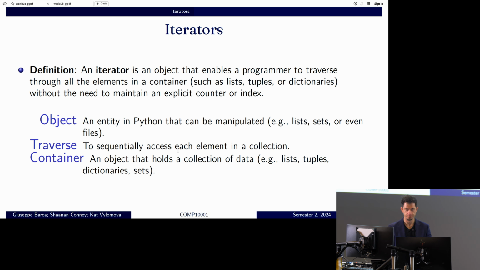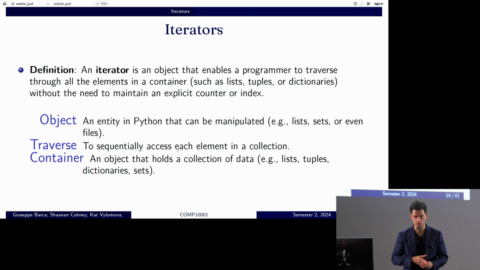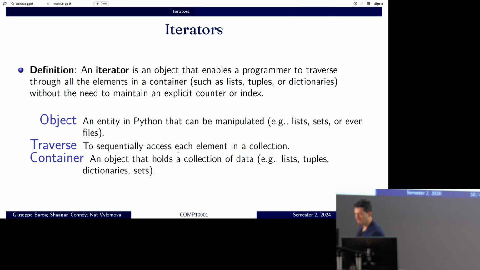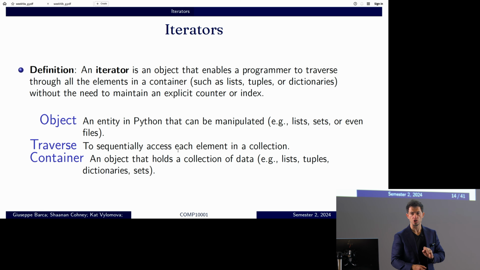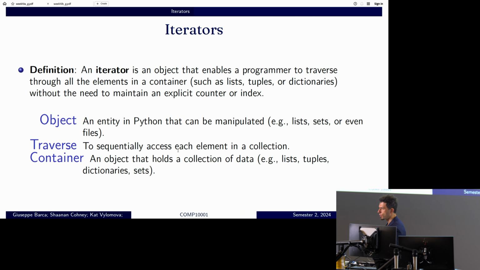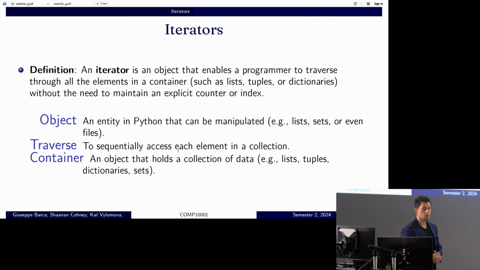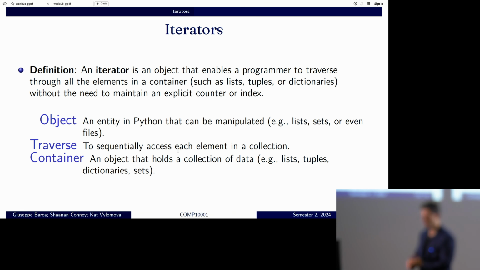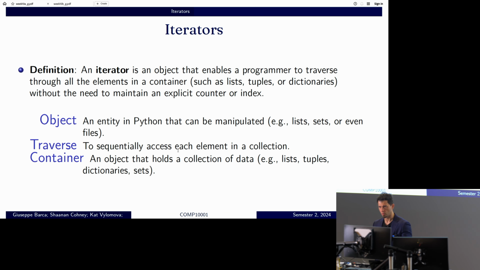It's an object. It serves to traverse, which means to iterate sequentially through containers, which is the third word. And container is a generic word for a collection of items. For all intents and purposes, we have called containers iterables. But we will see that there is a slight distinction between the two. This is not very important for the sake of the course.